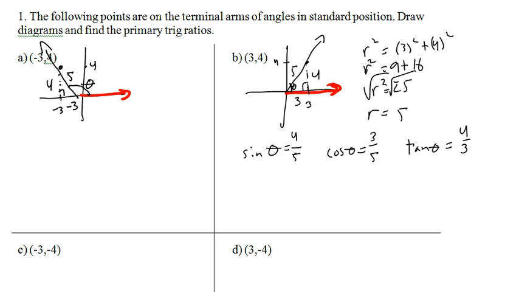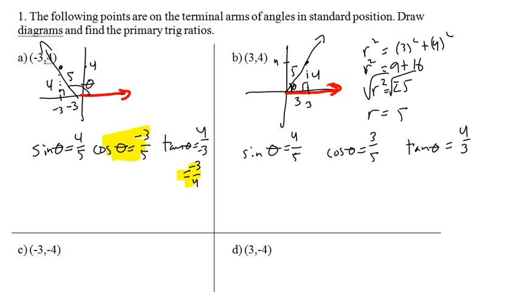Okay, so sine theta is going to be y over r, still 4 over 5. Cosine theta is going to be negative 3 over 5. And tan theta is going to be 4 over negative 3, which we can rewrite as negative 3 over 4 if we like. Okay, so notice that 2 out of the 3 of these are negative. Cosine theta is going to be negative, and tan theta is going to be negative.